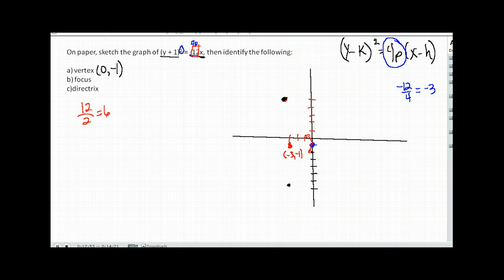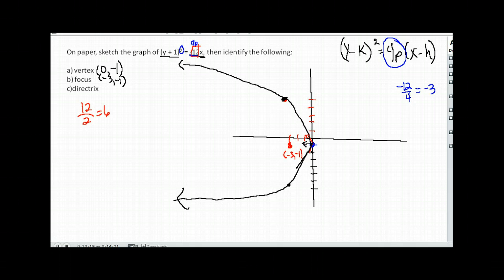Okay, so our parabola starts at the vertex, opens toward the focus point, and at the focus point, the width of the parabola is 12. 6 on each side. Okay, there is a horrible sketch of our parabola, and so we found our focus point was at negative 3, negative 1 using p. And our last thing is to find the directrix.